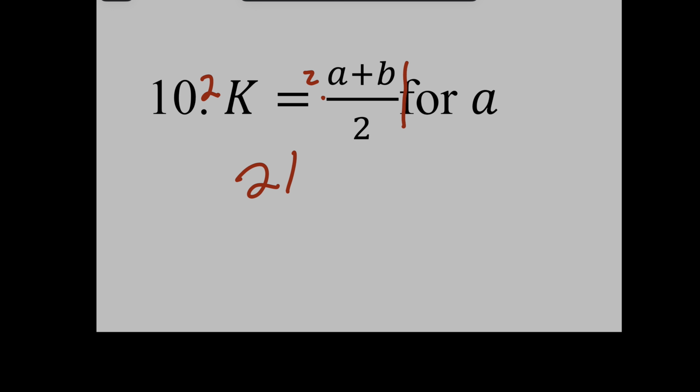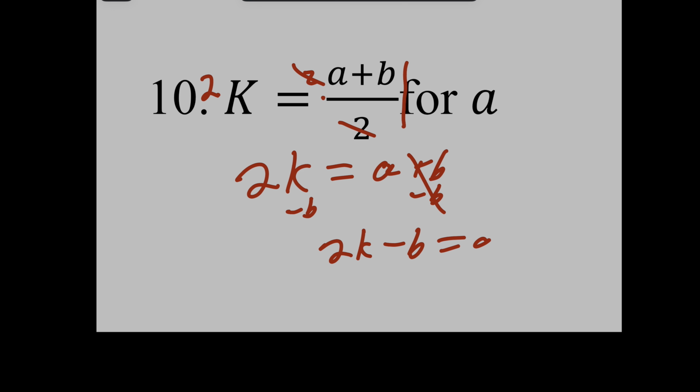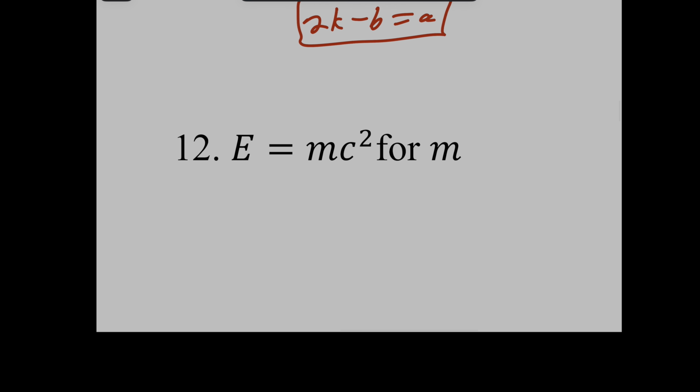I'm going to get 2k equals, they cancel out, a plus b. I want to solve for a. Well, what's the b doing to the a? It's adding, so I'm going to subtract. So my answer is 2k minus b equals a. Boom, done. Let's go on to number 12.